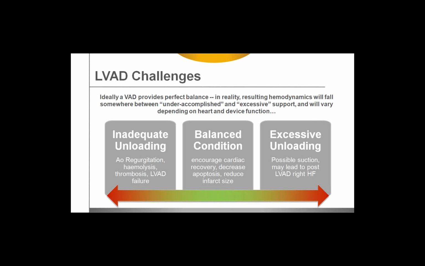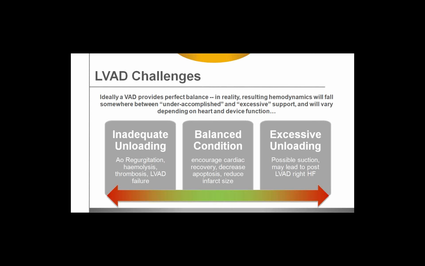On the other hand, you can have excessive unloading, which is on the right side, and you may develop possible suction, which may lead to post-LVAD right heart failure. That's one of the downsides of unbalanced conditions. So as we know, it is important to stress how the PV loops are monitored. We all have to understand that when we model that situation in the lab, we have to achieve the disease state.